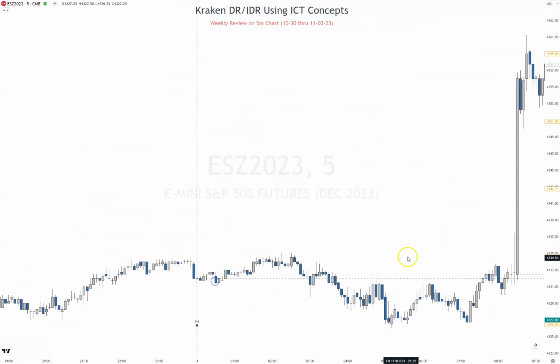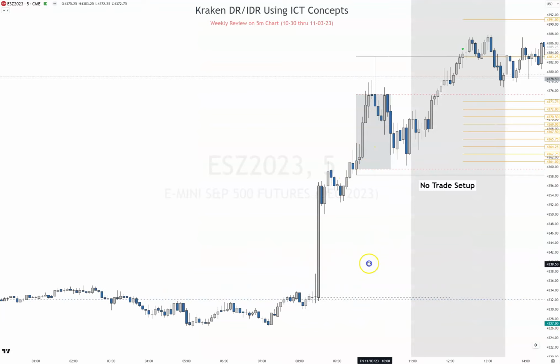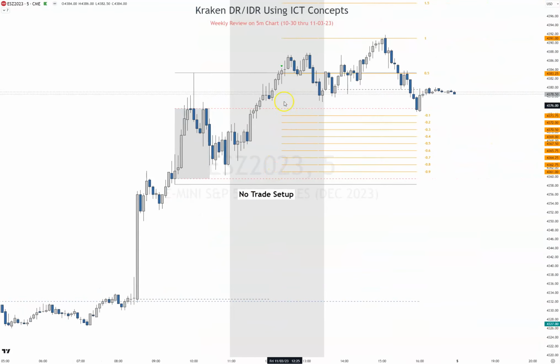Friday, NFP day, right here. And then we don't get a confirmation until 12:20. And then here's your first fair value gap, and that doesn't come into this fair value gap until 1:20, and we're done by 1:30. So this is a no trade setup day. We want to get into a trade before 12:30, and we don't even get confirmation until almost 12:30. We wanted to get in long before 1:30. So no trade setup on Friday.